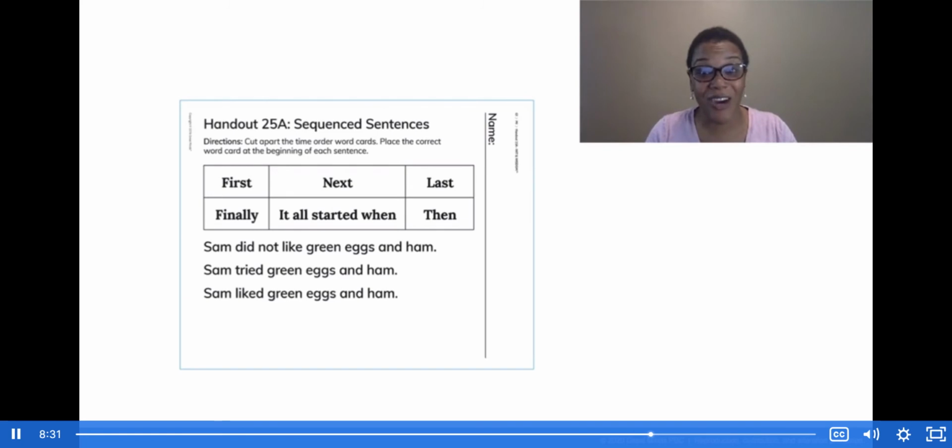Okay, now I want you to try the second sentence. Sam tried green eggs and ham. What time order word would you put with that sentence? We know we wouldn't put first because we've used that word. So would you say next, last, finally, or then? What would you say?